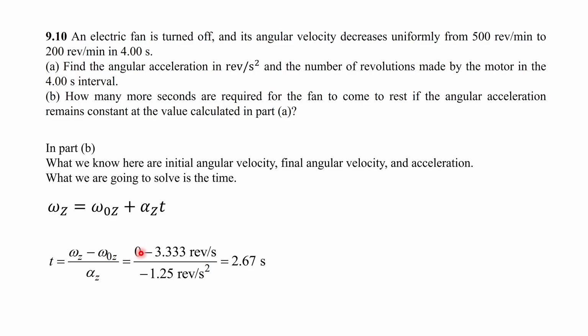So the 0 is the final angular velocity, then subtract the initial angular velocity and divide by the acceleration. Here we have to keep the acceleration as a negative number because this is a deceleration. If we miss the minus sign, then we will get a negative value for the time. So this minus sign is very important.